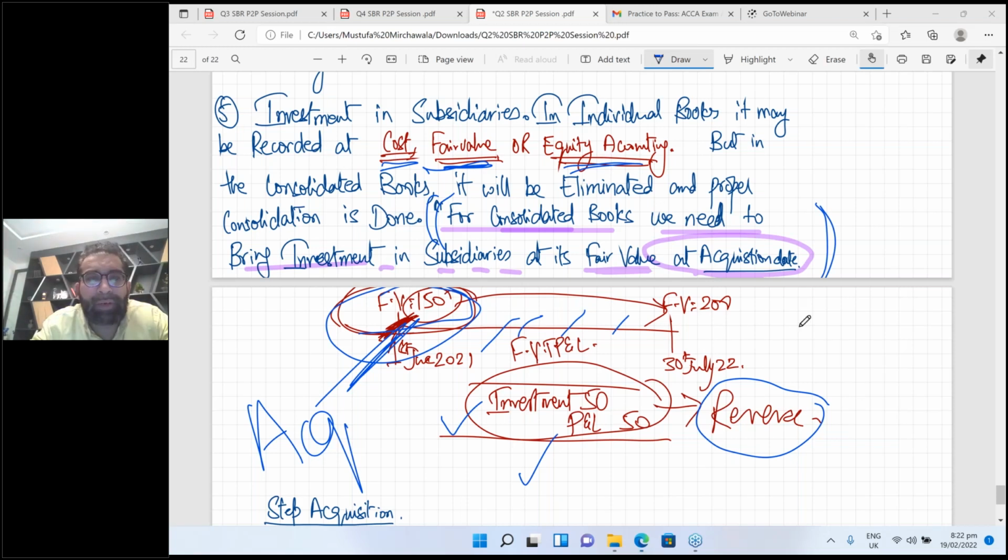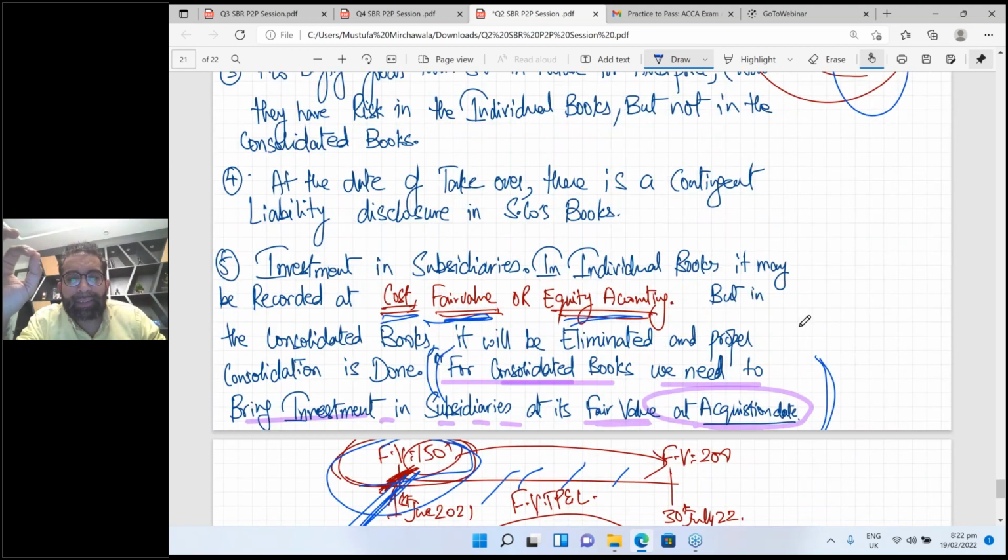Point four is about F7. When a parent company acquires a subsidiary company, and there is a case against the subsidiary company, for example, but the chances of outflow are only 30%, then in the individual books we will apply IAS 37, and IAS 37 says whenever the chances of outflow are less than 50%, you just need to make a disclosure. So in the individual books of the subsidiary, you will be making only a disclosure.